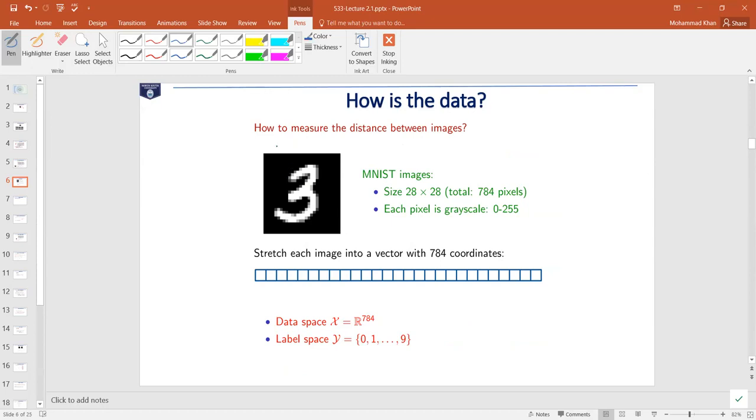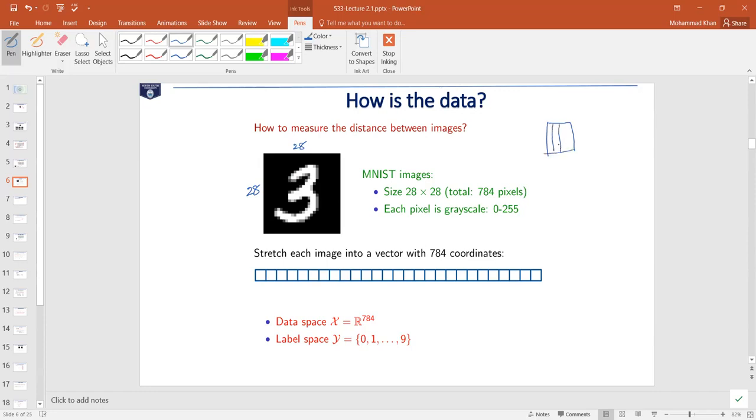Now the question comes, how do we represent these images? These images have specific sizes. For example, MNIST has images of width 28 pixels and height 28 pixels, and it's a grid.